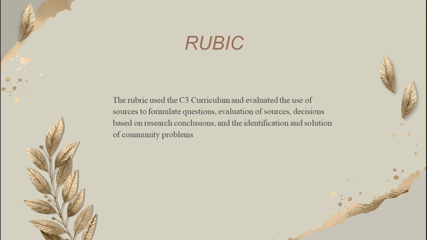The next slide is the rubric. Mrs. Carr created a rubric to communicate to her students how they would meet national standards and how their social studies work would be evaluated. The rubric is based on the C3 curriculum and evaluates the use of sources to formulate questions, evaluation of sources, decisions based on research conclusions, and the identification and solution of community problems.